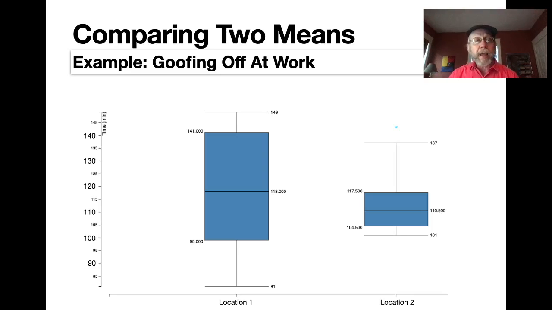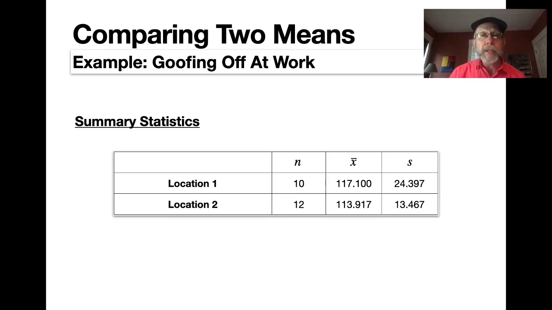So again, the question we want to ask is about the means. Is there evidence from this sample data that the true mean time spent wasted during an 8-hour day is different between these two locations? Our analysis will focus on some summary statistics of the data, and you see those statistics here in this table. Basically, we're going to need the sample sizes from each location, the sample means from each location, and the sample standard deviations from each location.